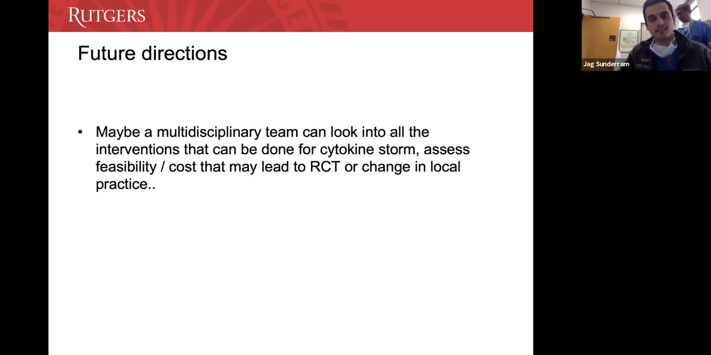The only thing I would suggest is maybe a multidisciplinary team can look into all these interventions that can be done for cytokine storm, either early, see feasibility, see cost, see RCTs that can be done, or is there a possibility to change local practice and have critical care physicians, oncologists, rheumatologists, ID physicians, nephrologists all sit at a table or via Zoom meeting and try to figure out what can we do to bring these new therapies, or at least do a trial, see what happens, because we're still seeing a pretty high mortality and the majority of these patients are dying from cytokine storm for now. That's at least what we're seeing.